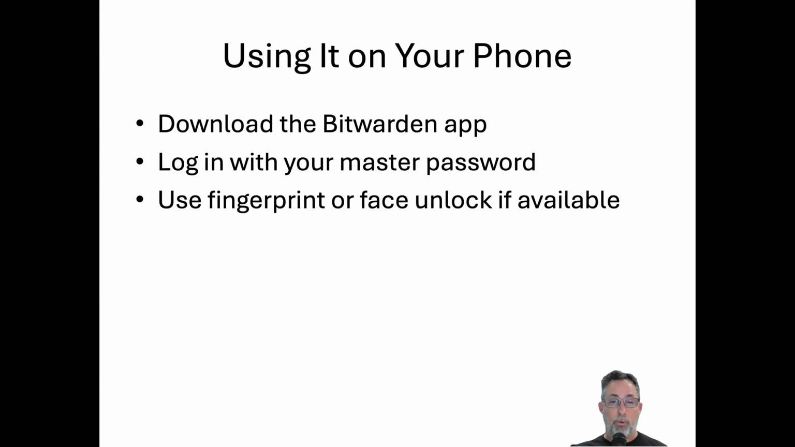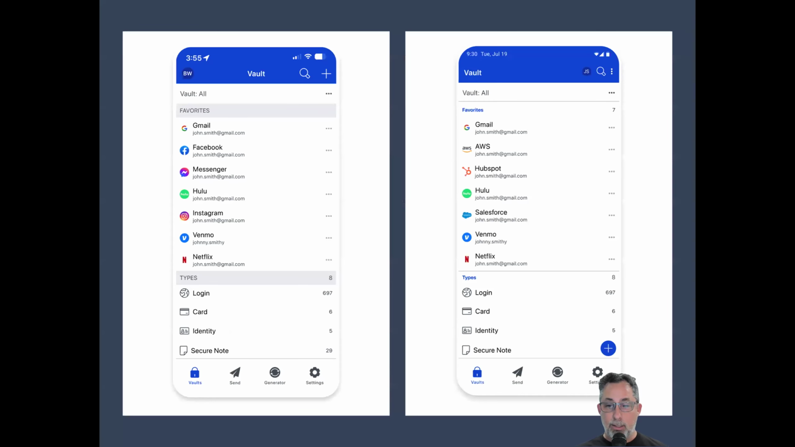It works on your phone. Here, I'm just going to skip to this slide. It works on iOS and Android, and this is why I put this in the PowerPoint for you Android users. Because if I show you Bitwarden on my phone, I'm only showing you iPhone. But can you tell from the pictures which one is iPhone and which one is Android?